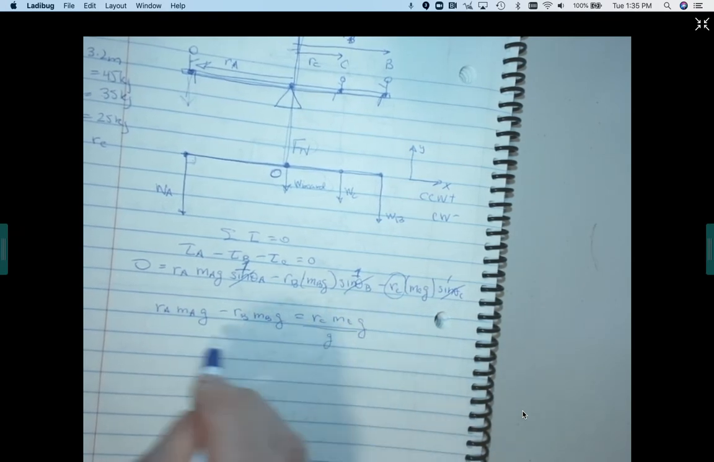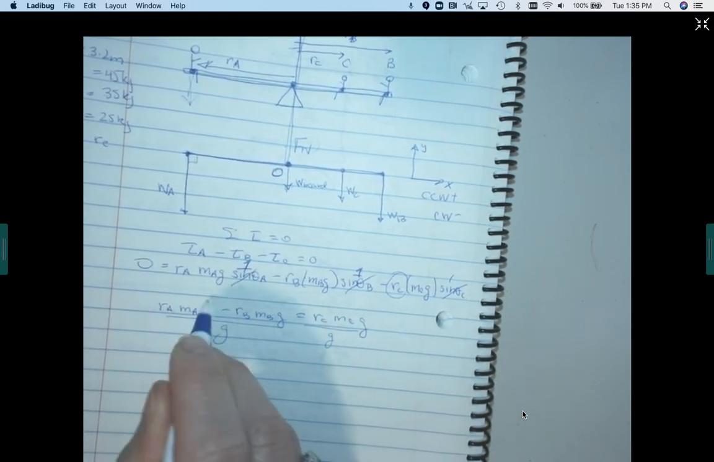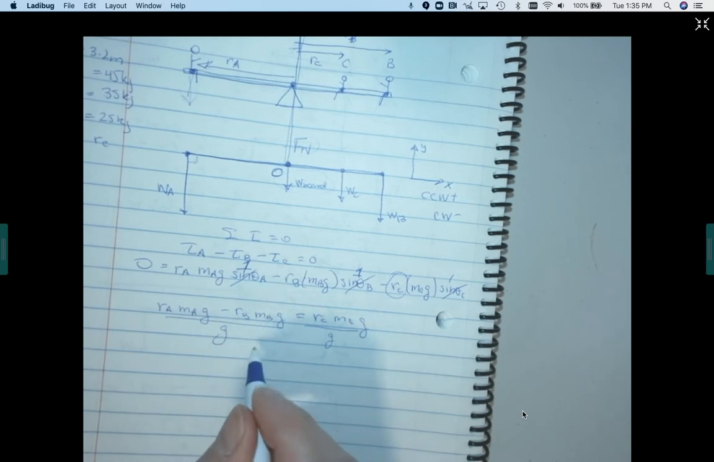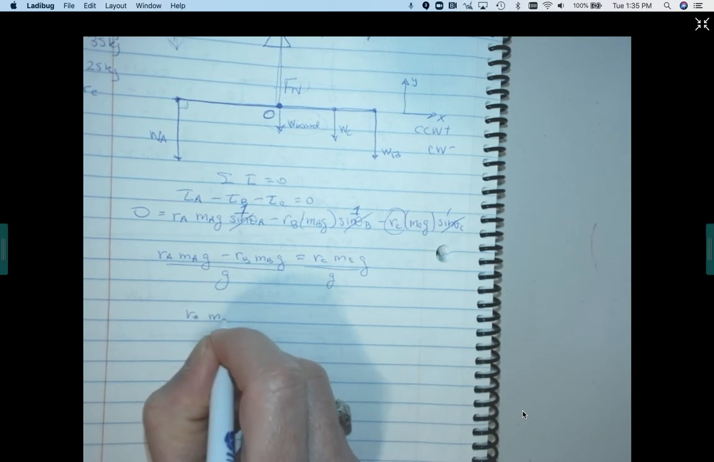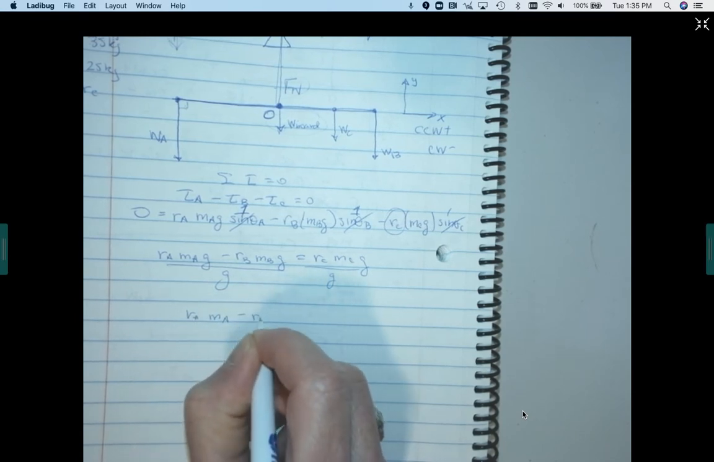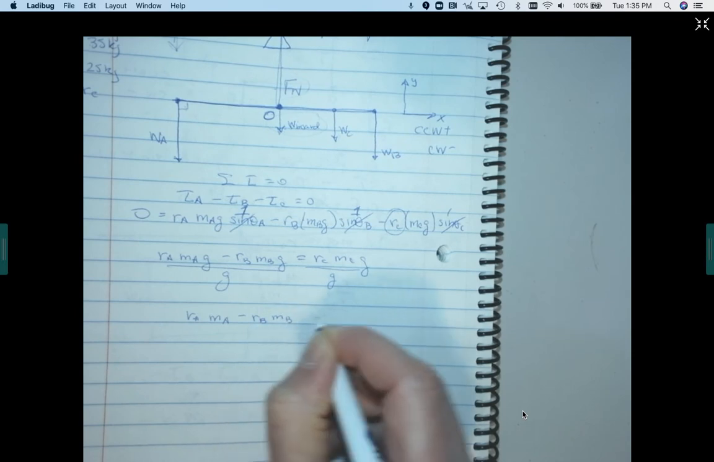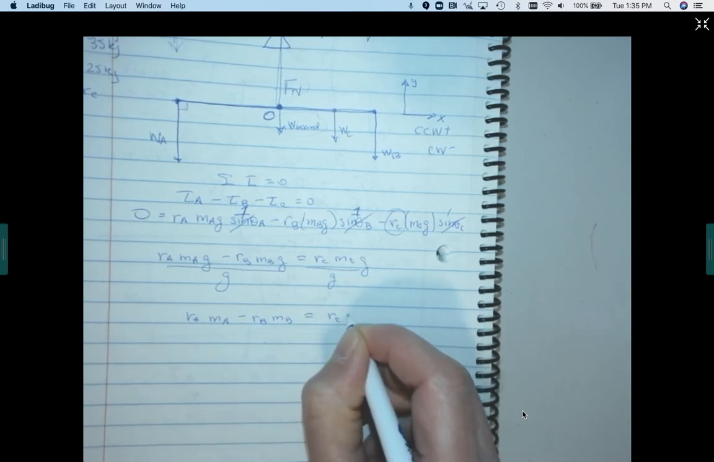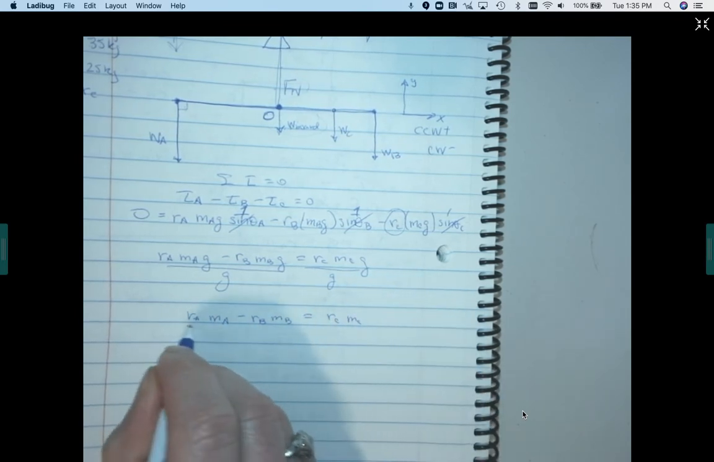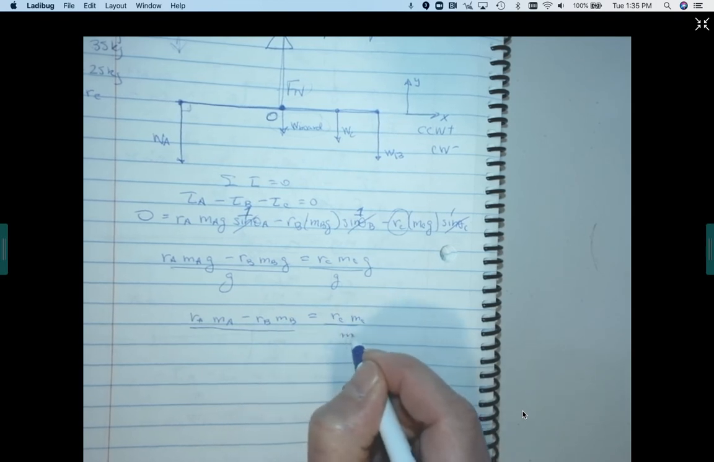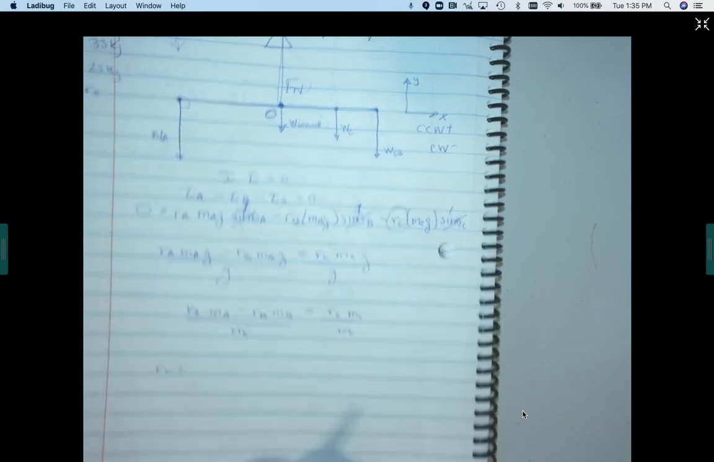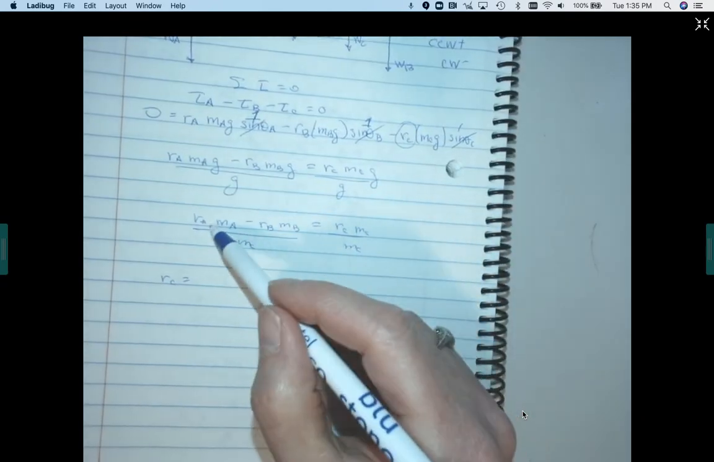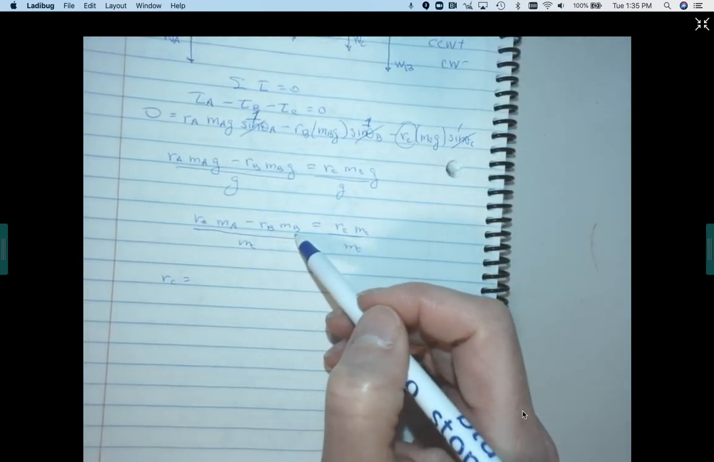Okay, and then we do have acceleration of gravity, so we can divide everything through. I have 1 in each term up in the top, so that goes away. So I get RA MA minus RB MB equals RC MC. So I can now just divide by the mass of child C. And we're getting really close here now. So RC equals RA MA minus RB MB, over MC.